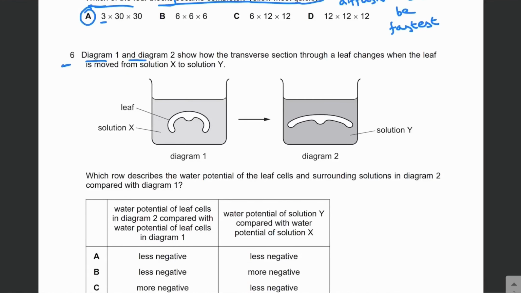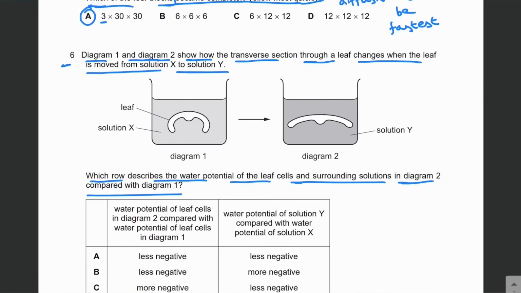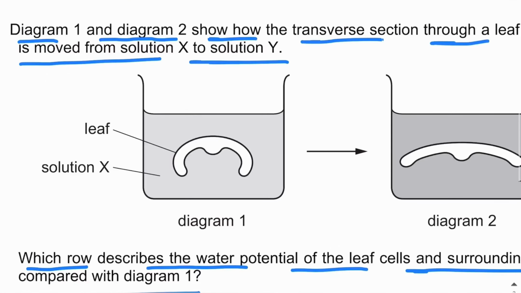Diagram 1 and diagram 2 show how the transverse section through a leaf changes when the leaf is moved from solution X to solution Y. Which row describes the water potential of the leaf cells and the surrounding solutions in diagram 2 compared with diagram 1? So guys, when the leaf was placed in solution X, the leaf became flaccid, right? It means that the water left the leaf by osmosis from a higher water potential to lower water potential.